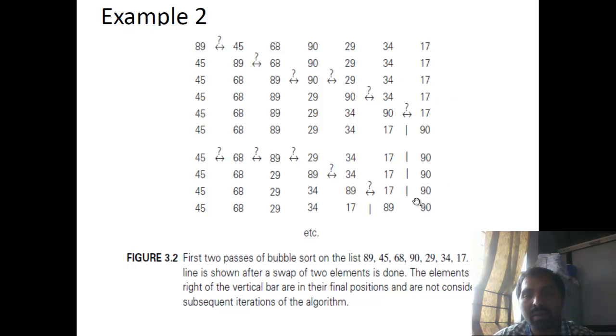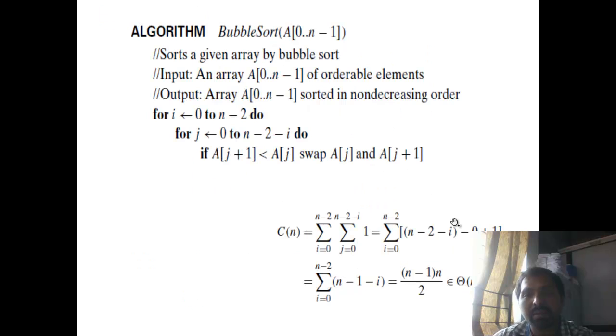In the next pass we can get 5, next pass we can get 4, like that. We can repeat the process. Then coming to the algorithm of bubble sort.